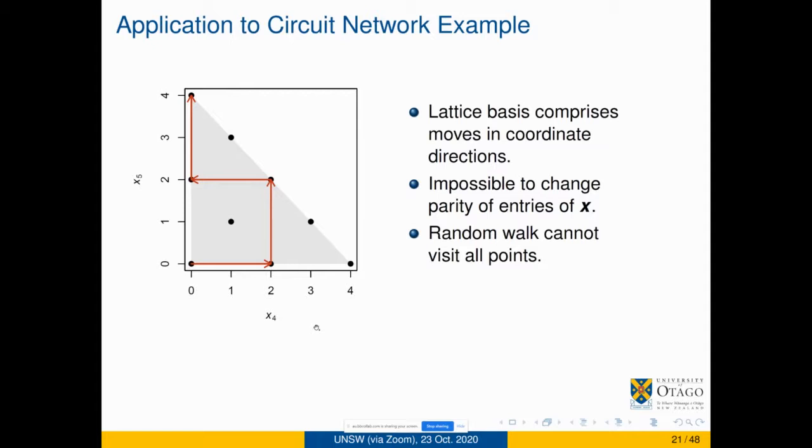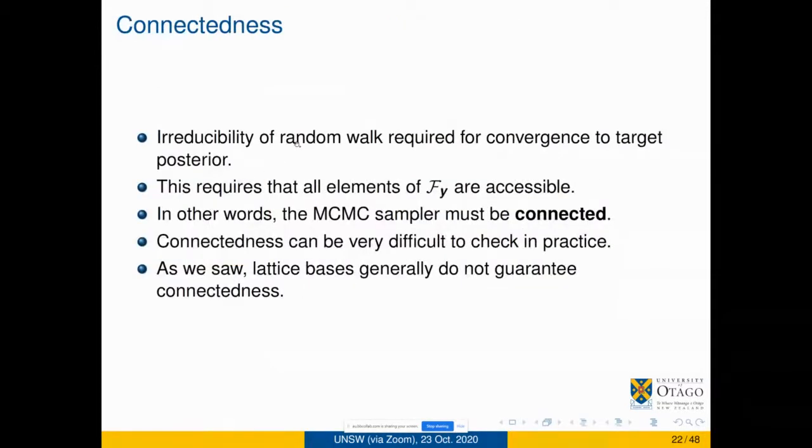So what have we seen? We've seen that whilst a lattice basis will allow you to walk around the Z kernel of A, the integer kernel of A, it will not allow you to walk around the entire Y fibre. What happens is you end up needing to leave the fibre if you want to get to some of the other points. And that's bad news. If you can't reach some of the points in your fibre, then your Markov chain is not going to be connected. And so you're certainly not going to have an irreducible random walk, and you're not going to converge to the required posterior distribution.